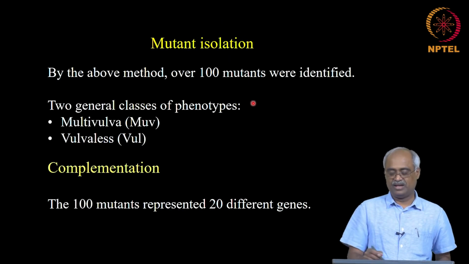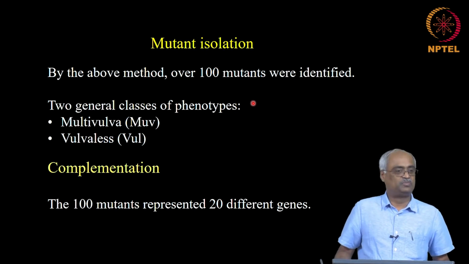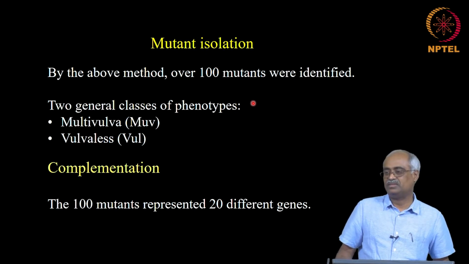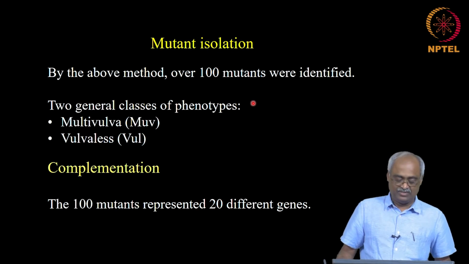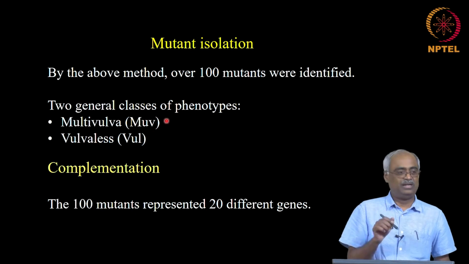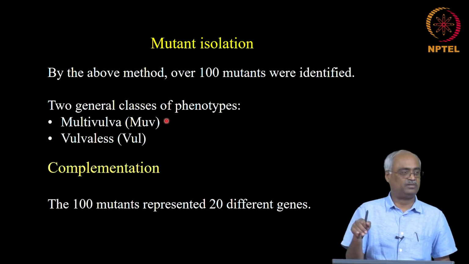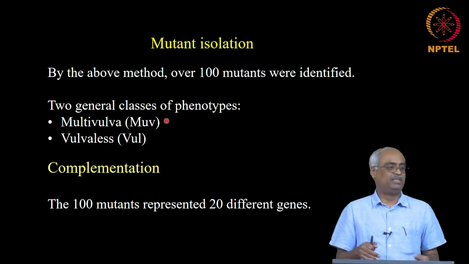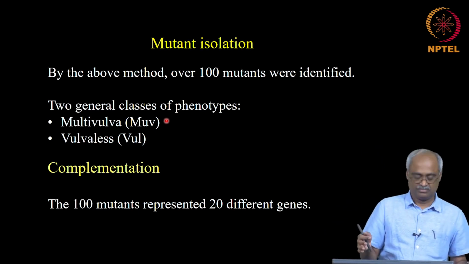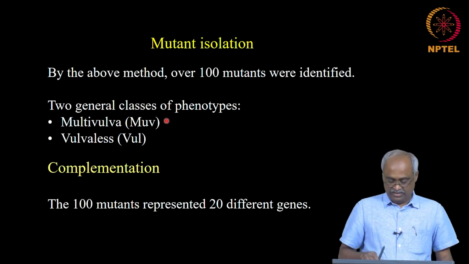They got about 100 mutants in the initial screen where there was a problem in laying embryos. When they looked closely, they found some of them had multiple vulval primordia, as if it is trying to make more than one vulva, and in some of them there is no vulva. So they could already classify them into 2.